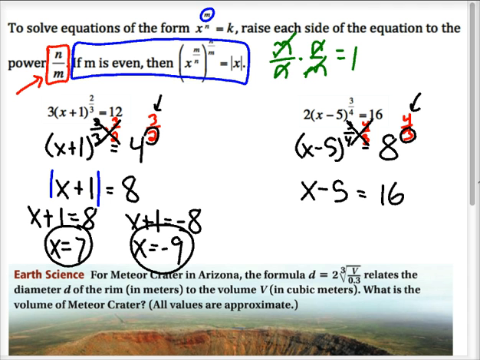And now I want you to think. So this only happens when that original rational exponent had an even number on top. So if you look at this one, well, we started with a 3 there. So this time we're okay. We don't have to do absolute value. We're completely fine without it. All we have to do is finish solving. So add 5 to both sides, and you get x equals 21.